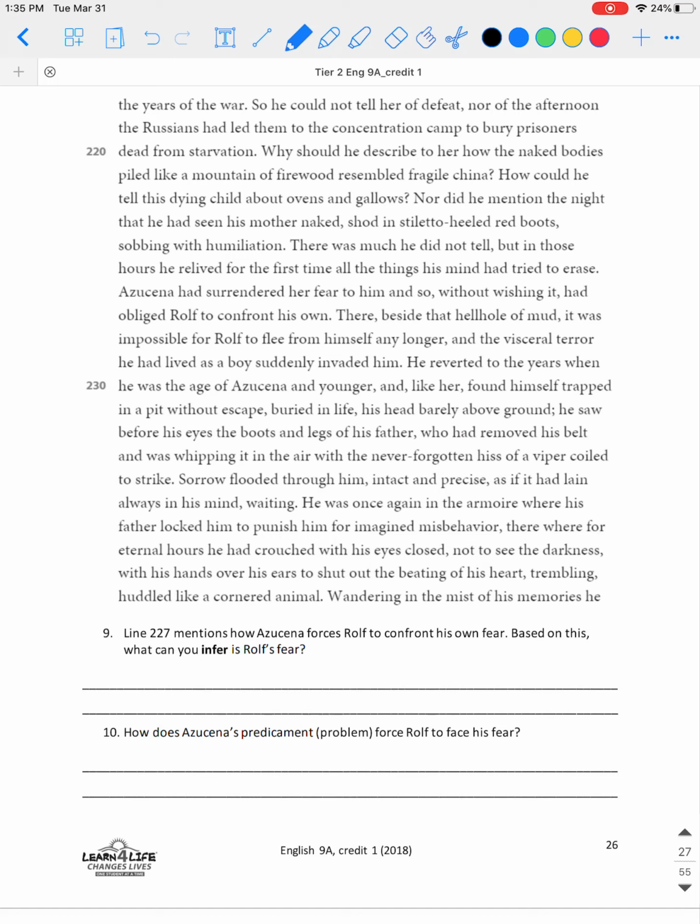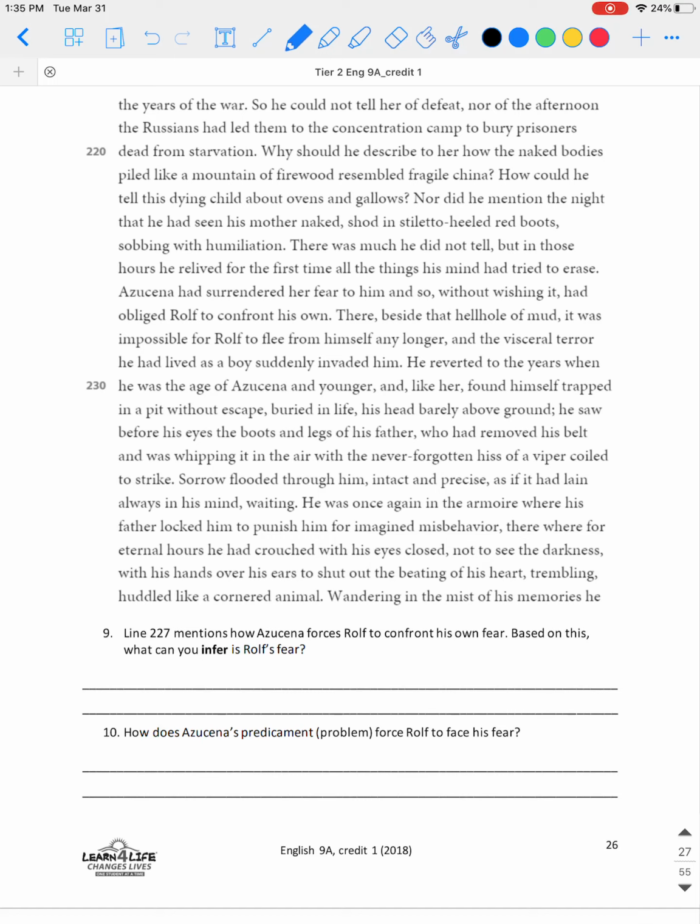about ovens and gallows? Nor did he mention the night he had seen his mother naked, shod in stiletto-heeled red boots, sobbing with humiliation. There was much he did not tell, but in those hours he relived for the first time all the things his mind had tried to erase. Azucena had surrendered her fear to him, and so, without wishing it, had obliged Rolf to confront his own. There, beside the hellhole of mud, it was impossible for Rolf to flee from himself any longer, and the visceral terror he had lived as a boy suddenly invaded him.